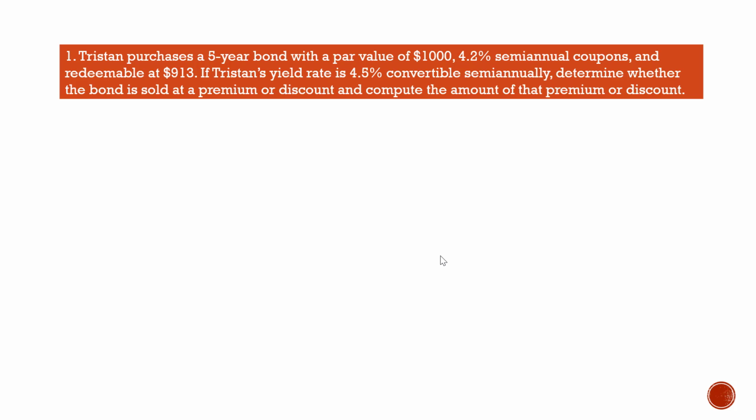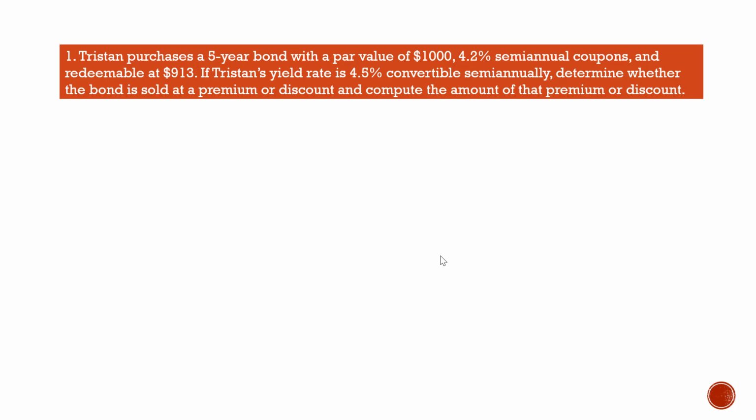Tristan purchased a 5-year bond with a par value of $1,000, 4.2% semi-annual coupons, and redeemable at $913. If Tristan's yield rate is 4.5% convertible semi-annually, determine whether the bond is sold at a premium or discount, and compute the amount of that either premium or discount.